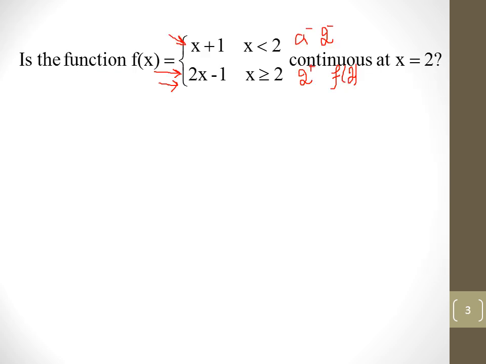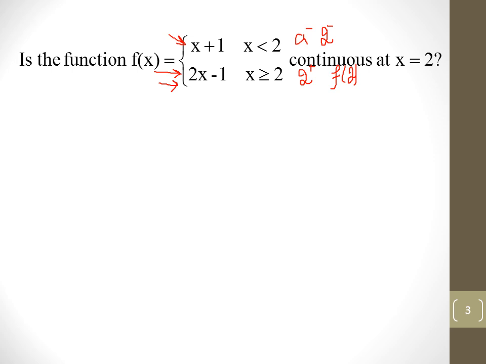As an example, we have here this function f of x. It's x plus 1 when x is less than 2, and 2x minus 1 when x is greater than or equal to 2. We're going to study if it's continuous at x equals 2. First of all, you have to know that x less than 2 is 2 minus, and here we have x greater than or equal to 2, so this is 2 plus when x tends to 2 plus, and this is f of 2.